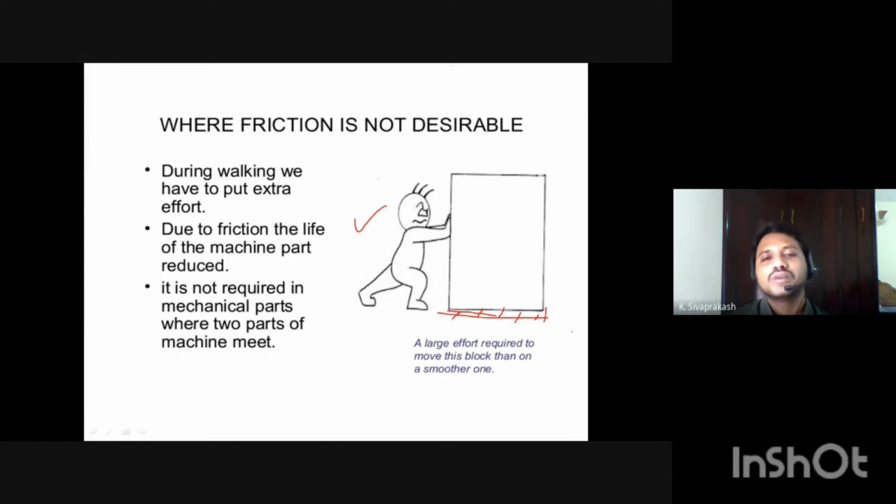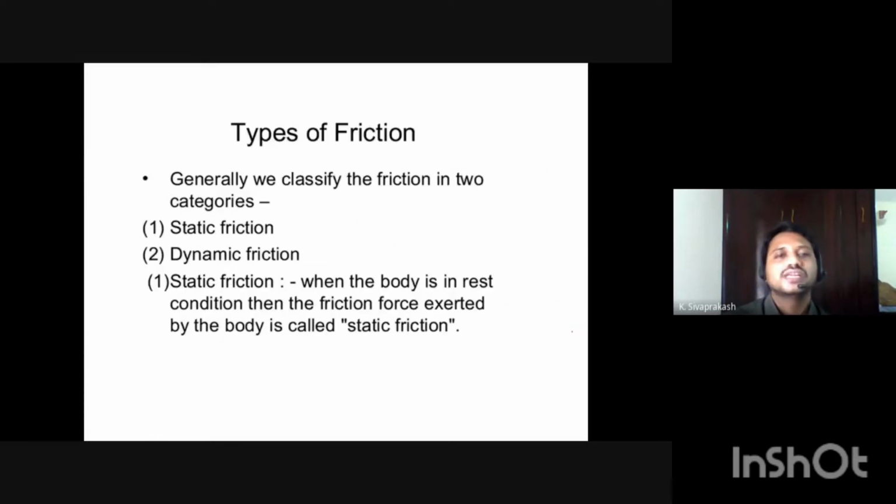Because when two parts are in contact with each other, heat is generated and wear and tear of the material also takes place. So in those cases we have to reduce the frictional force. So the friction has some advantages and some disadvantages also. Okay, and I move to the next one, the types of friction. Let us see what types of friction there are.